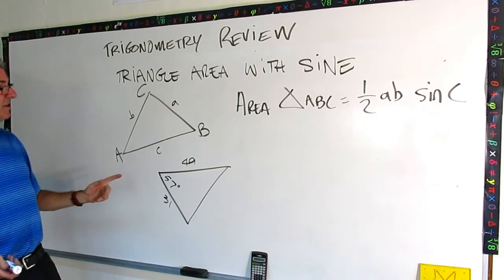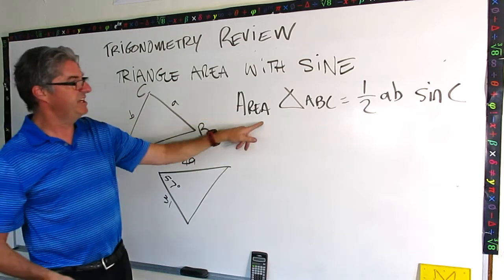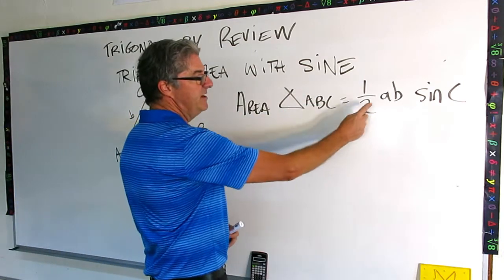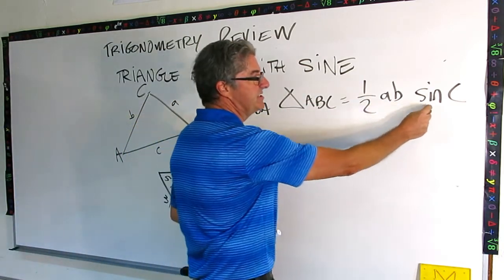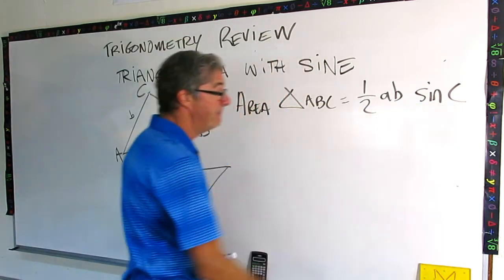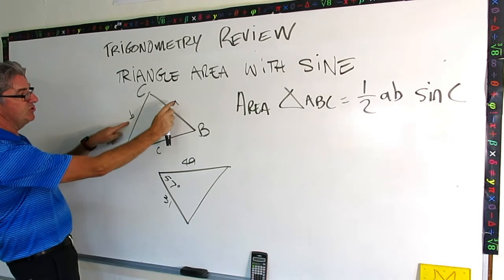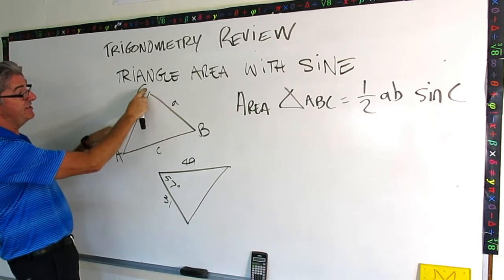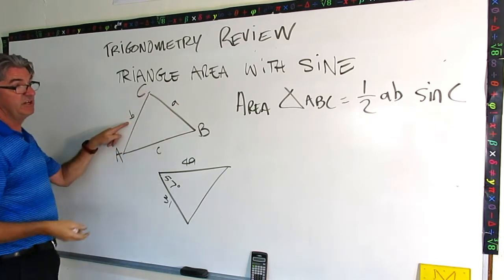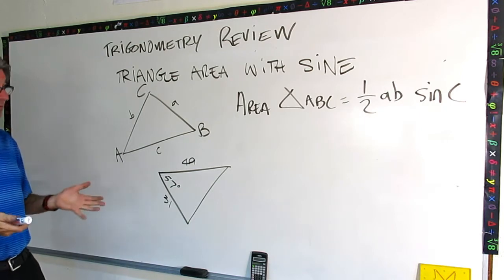Okay, so the formula for the triangle ABC is just going to be 1/2 times 2 sides times the sine of the angle between them. So in this case, it would be 1/2 times these 2 sides times the sine of the angle between the 2 sides. So that's a super important thing to realize.